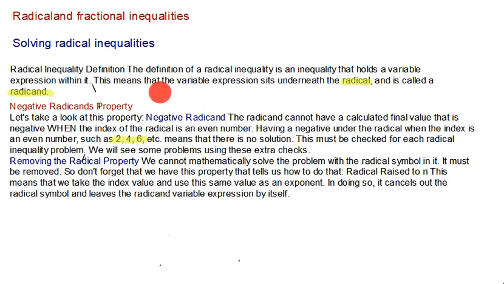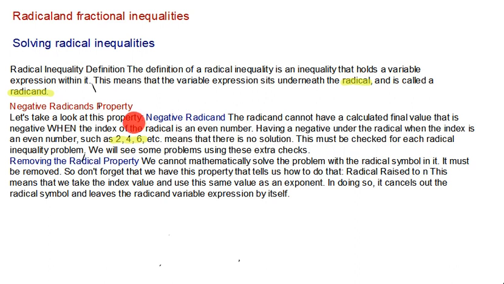A radical inequality is an inequality that holds a root or radical in it, whatever the index of the root, whether odd or even, cubic, quadratic, square root, or any other root. The expression that sits underneath the radical is called the radicand. In order to solve for x, or for the variable, in radical inequalities, we use two properties of radicals. The first one is the negative radicand property.